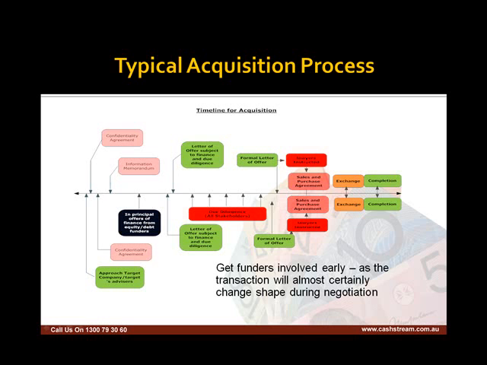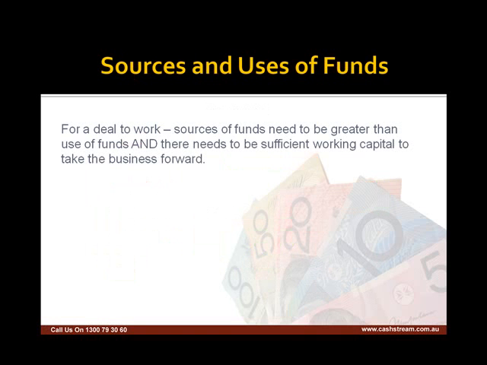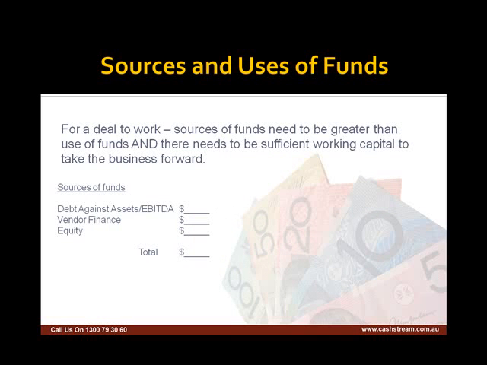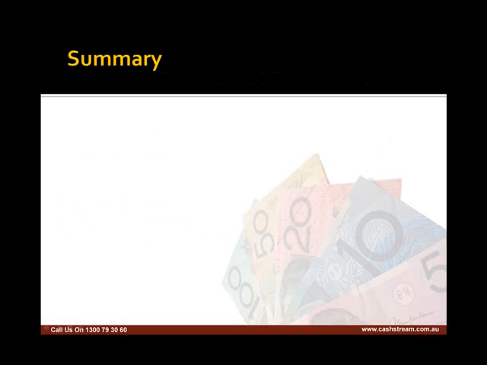change their funding structure. Whilst it may seem obvious for a deal to work, the source of funds needs to be greater than the use of funds, and there needs to be sufficient working capital to take the combined business forward. The sources of funds would typically include any debt that you raise against assets or EBITDA, any vendor finance that you've been able to negotiate, and any equity being used. The use of funds would typically be the purchase price, any overdue creditors that might need to be paid off, legal expenses, and working capital going forward. Be very mindful that legal expenses can be quite high.